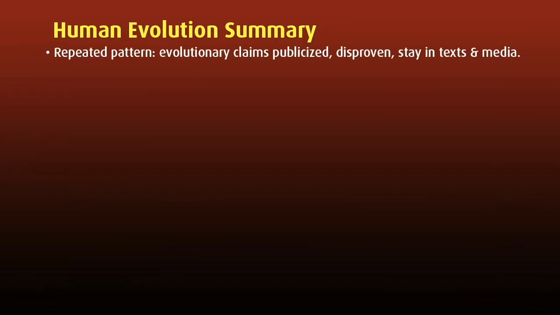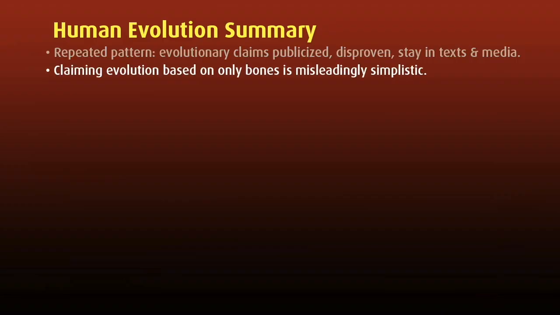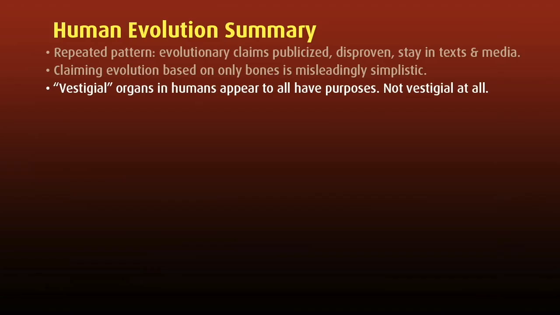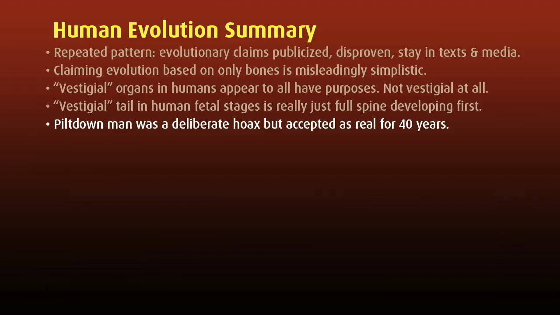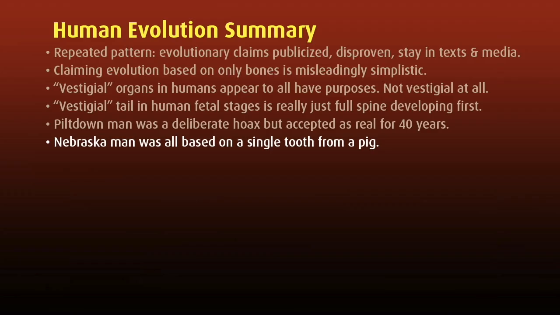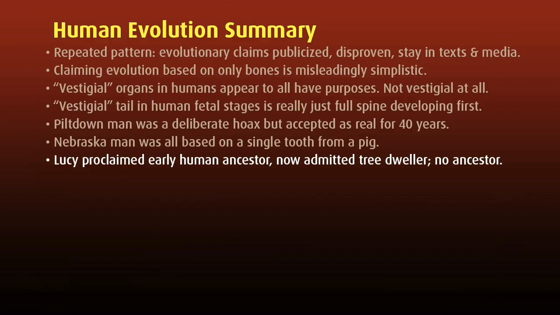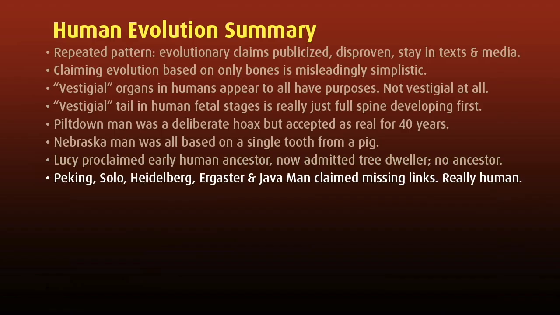So let's have our summary. Repeated pattern: evolutionary claims are publicized, disproven, but stay in text and the media. Claiming evolution based only on bones is misleadingly simplistic. Vestigial organs in humans appear to all have purposes and are not vestigial at all. The vestigial tail in human fetal stages is really just the full spine developing first. The Piltdown Man was a deliberate hoax, but accepted as real for 40 years. The Nebraska Man was all based on one single tooth from a pig. Lucy was proclaimed an early human ancestor, now admitted a tree dweller, no ancestor. The Peking, Solo, Heidelberg, Ergaster, and Java Man were all claimed to be missing links, but are really humans.